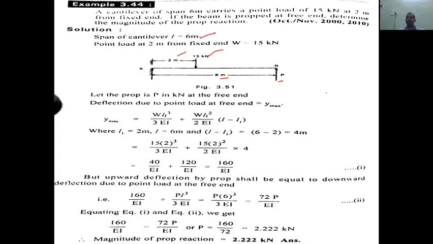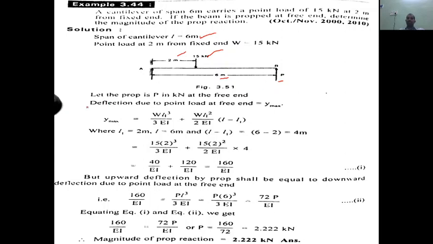Span of cantilever beam, or length of cantilever beam L, is given as 6 meters, and the point load at 2 meters from the fixed end is 15 kilonewtons. Therefore at 2 meters, let us draw a 15 kilonewtons point load, and let the prop reaction be capital P in kilonewtons at the free end.